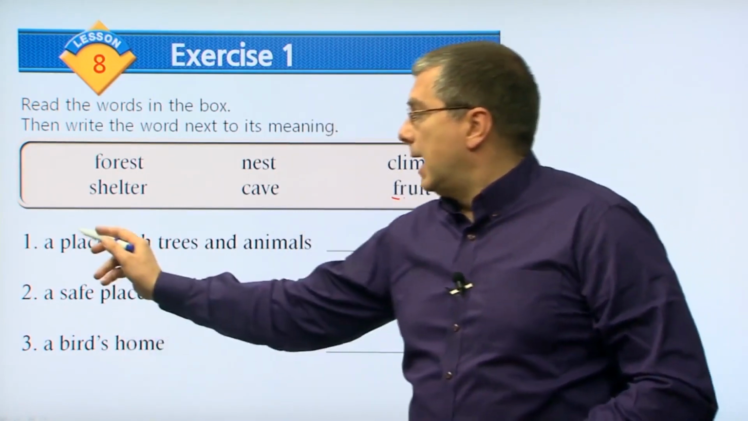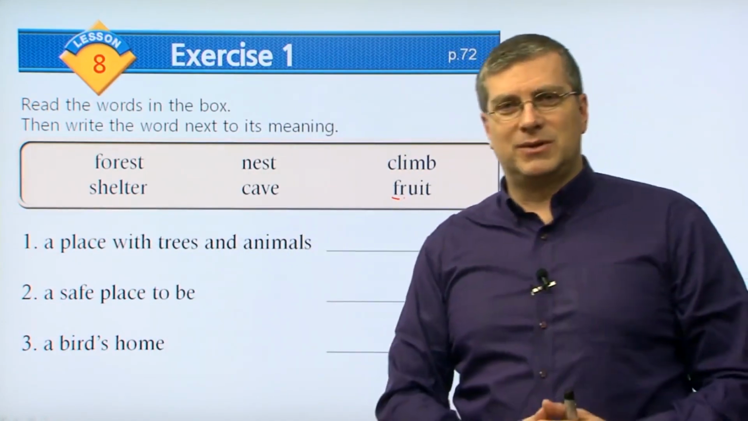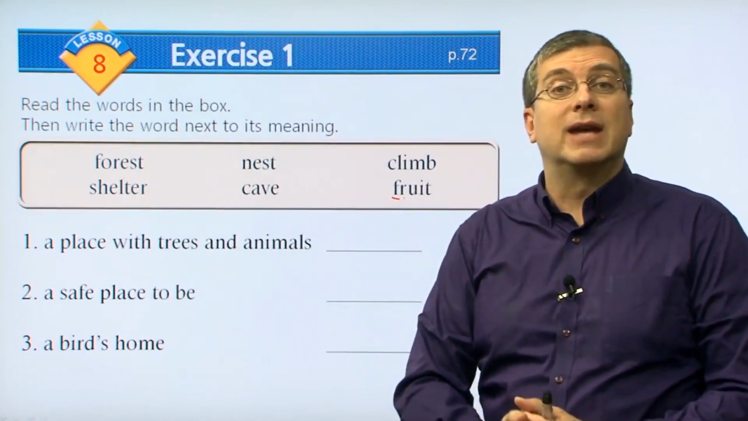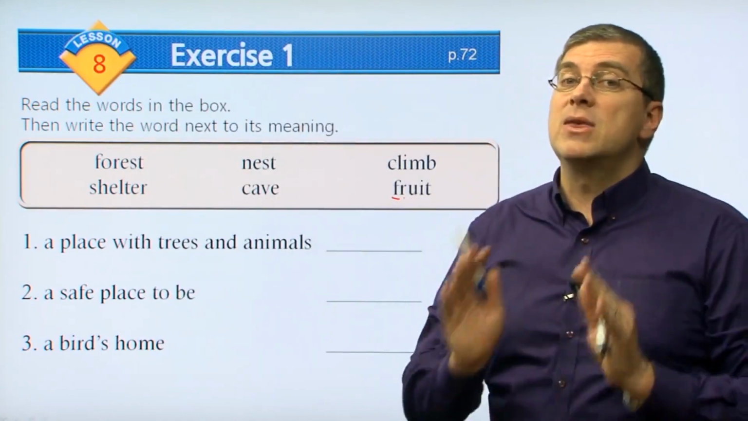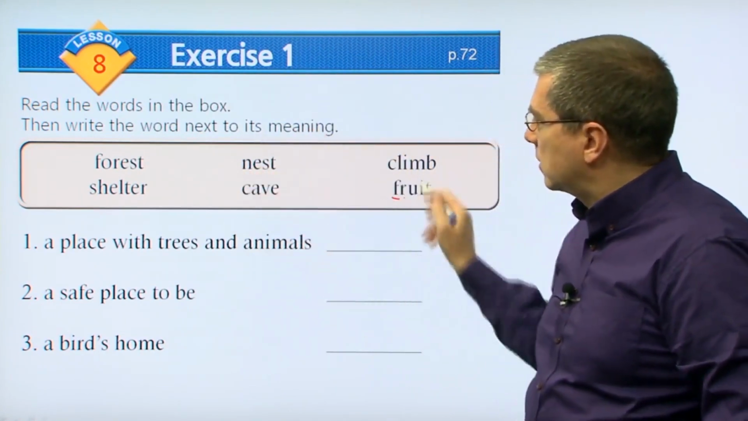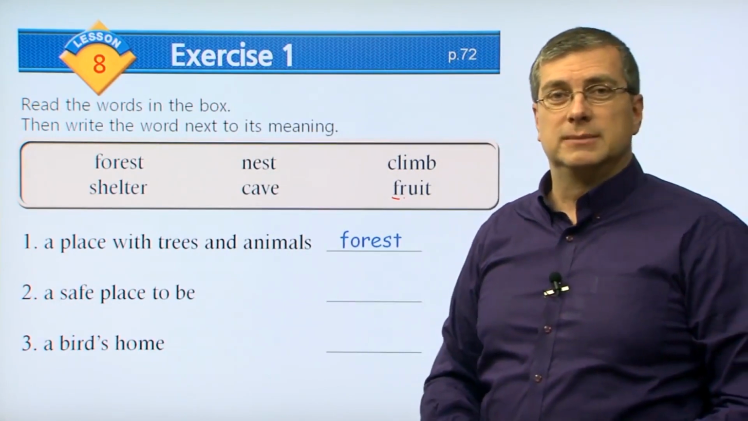Number one, a place with trees and animals. So remember what we talked about at the beginning of this lesson. A place where there are many animals and there's lots of trees. Many things live in this place. Which one fits? Of course, we're looking at this one over here, forest. It is a forest. Okay?